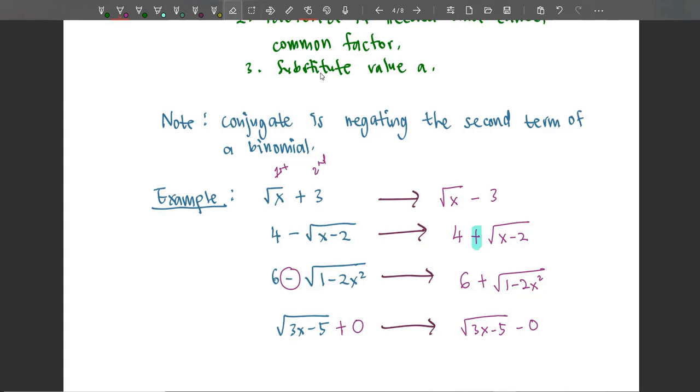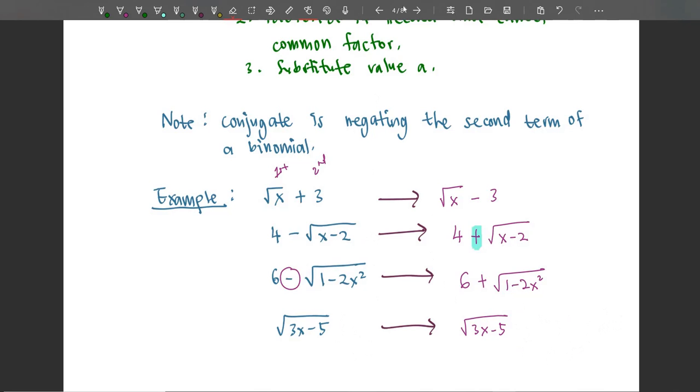But since 0 is actually nothing, therefore, for this type of radical, the conjugate is the radical itself. So root of 3x minus 5, the conjugate is root of 3x minus 5, because we assume that at the end we have plus minus 0, which doesn't affect the equation actually.